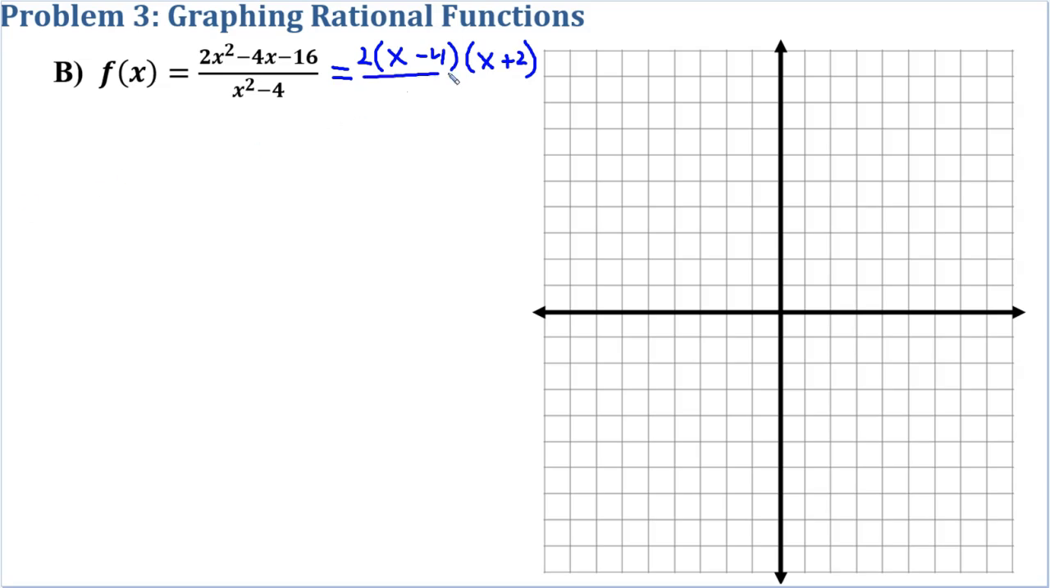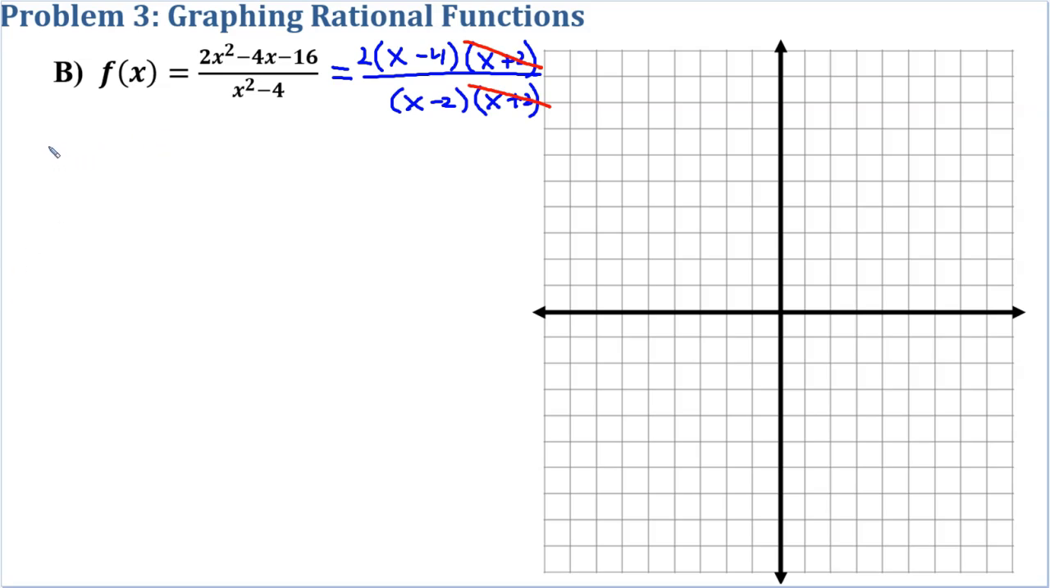And the same thing, factor my denominator. Looks like this is our difference of squares pattern: x minus 2 times x plus 2. Now notice in this case we have a common factor, x plus 2, on top and bottom. So I'm going to cancel those out. Those aren't going to affect my vertical asymptotes or zeros. That is actually making a hole in the graph at that point. We'll show you what that looks like in a second.